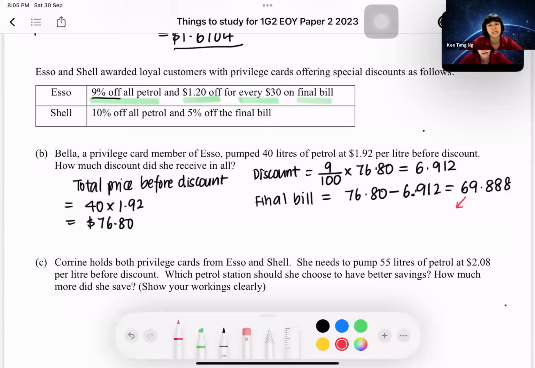Okay, in this case, how many $30 were there? 69, it hasn't become 70, so 69. How many $30 are there? 69, 60 is how many $30? How many sets of $30? Anyone?